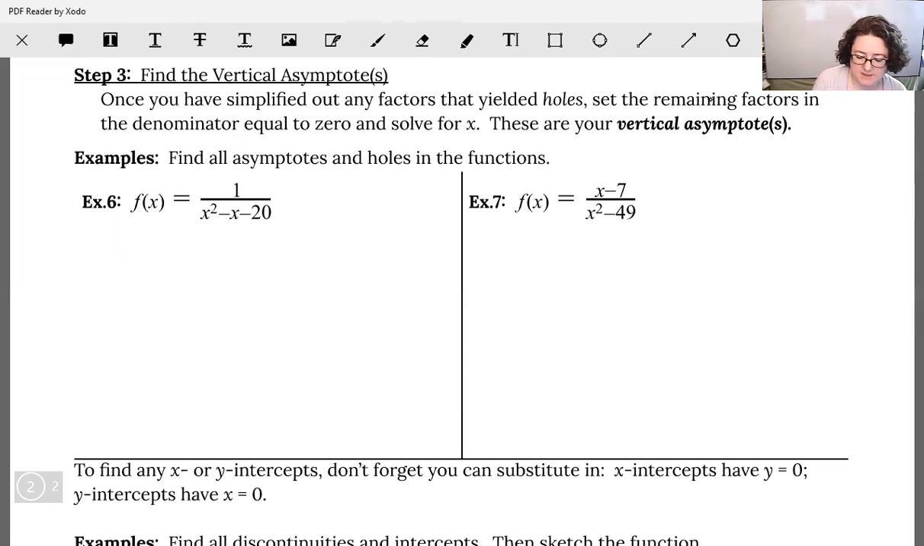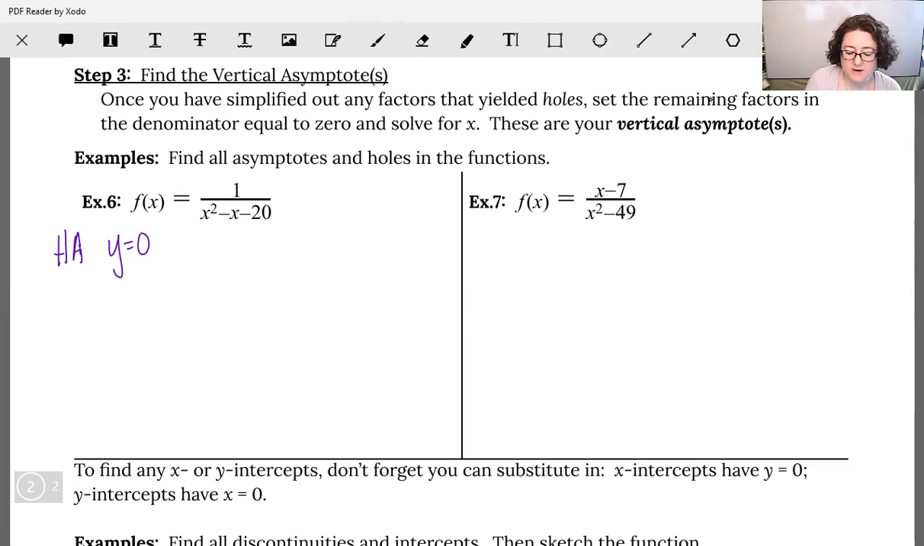Alrighty, example 6. So again, as always, compare your degrees. The degree in the denominator is bigger than the one in the numerator. So if it has the larger degree in the denominator, that means our horizontal asymptote is going to be y equals 0. We don't actually need to worry about holes in this one because we don't have an expression in the numerator. So even when we factor it out, we won't have a matching factor in the numerator and denominator.